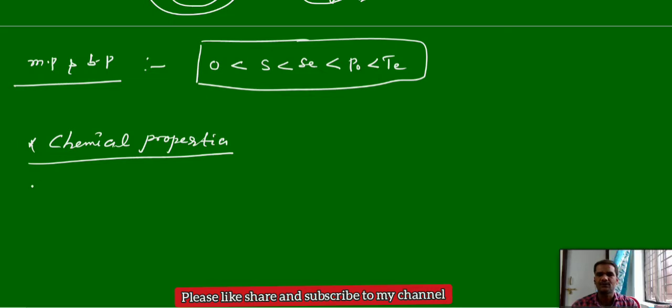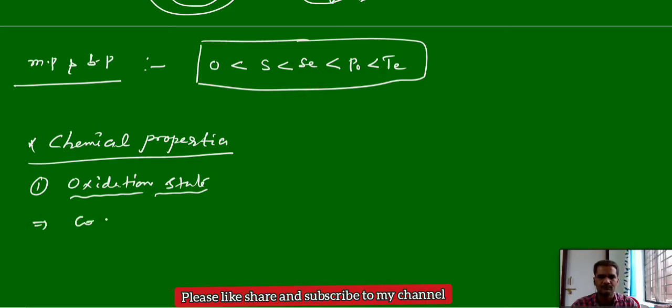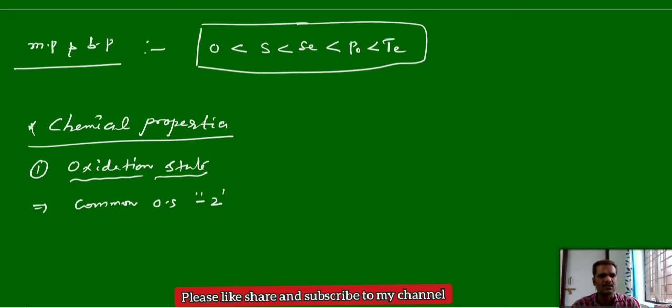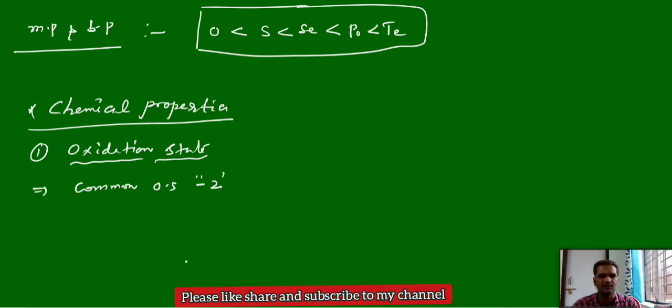First, we should know the oxidation state of these elements. The most common oxidation state of the oxygen family is -2, but the tendency to exhibit this negative oxidation state decreases from top to bottom. Oxygen, sulfur and selenium mostly show the -2 oxidation state. For tellurium, as we go from top to bottom, the tendency decreases.